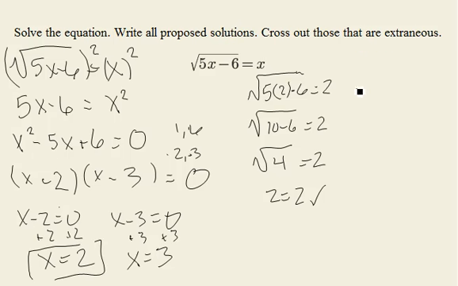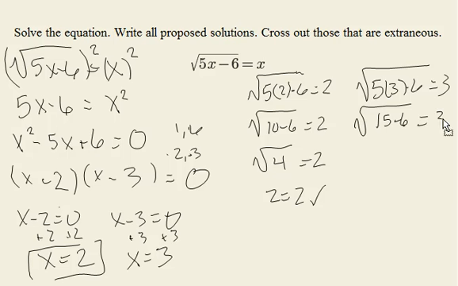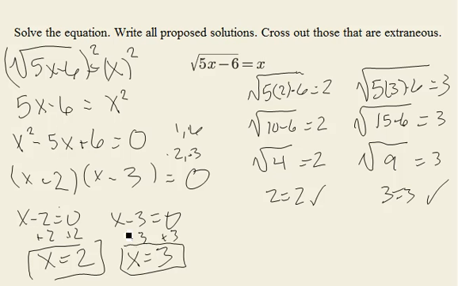And then we also have to check 3. We have the square root of 5 times 3 minus 6 equals 3. So that's the square root of 15 minus 6 equals 3. That's the square root of 9 equals 3, and so 3 equals 3. So that's also a solution. Neither of these are extraneous. So our solution is x equals 2 and x equals 3.